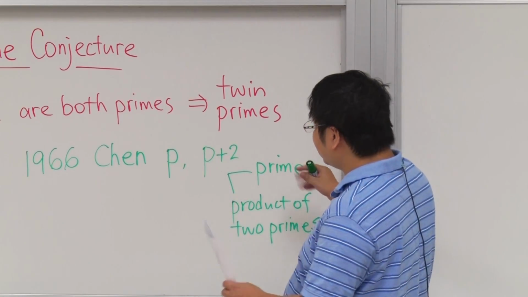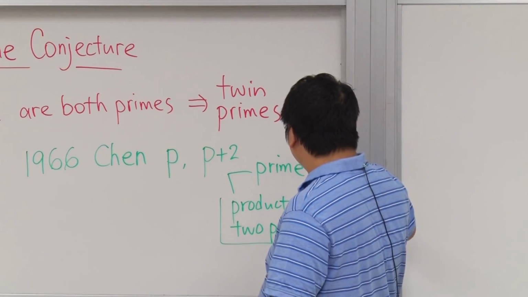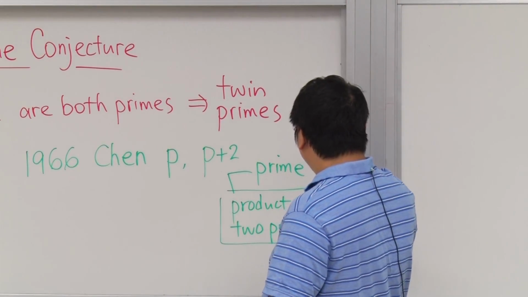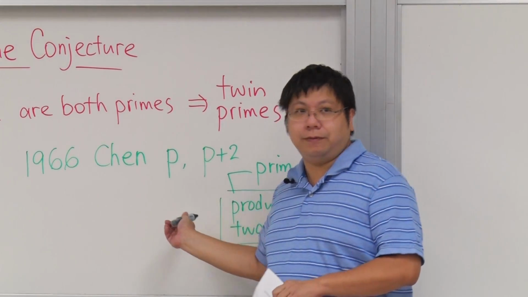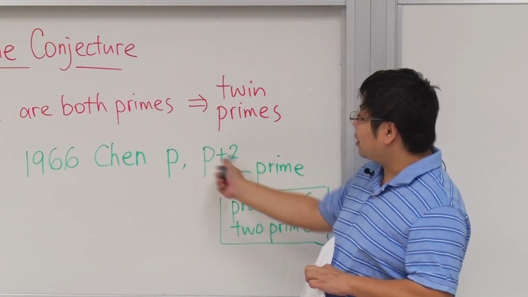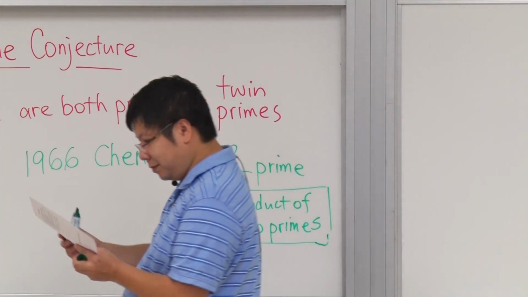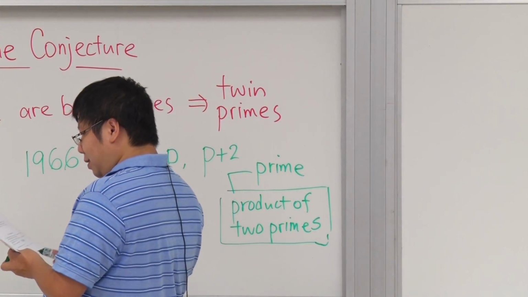So this is what Chen has done. If we can remove this case, then this is the twin prime conjecture. But what he showed is a slightly weaker version of the twin prime conjecture, and showed that this is true.